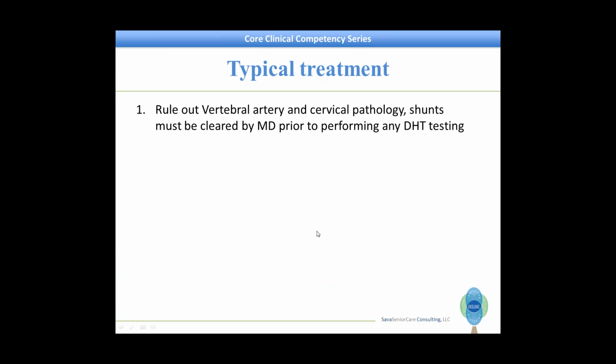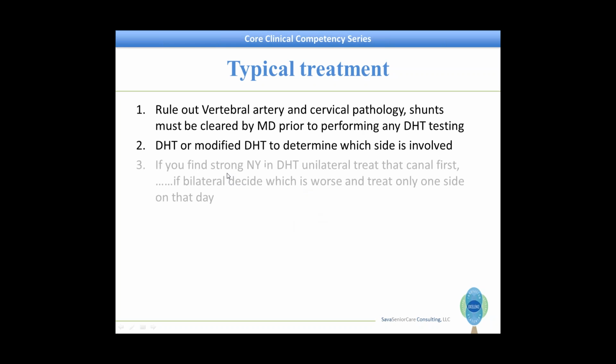So what's a typical treatment? Well, first of all, always rule out vertebral artery and any cervical pathology. Shunts need to be cleared by the physician before doing any of the testing. Okay? And we talked about why. The Dix-Hallpike maneuver, that's the DHT or modified Dix-Hallpike, is what you use to determine which side is involved. Once you've established that based on your testing, if you find strong nystagmus in your first DHT position, which we refer to as either head hanging right or head hanging left, or you can call it a right Dix-Hallpike or a left Dix-Hallpike.